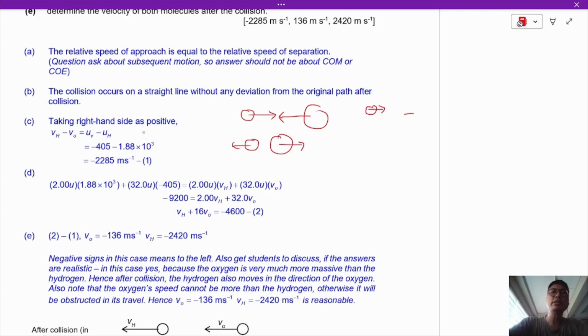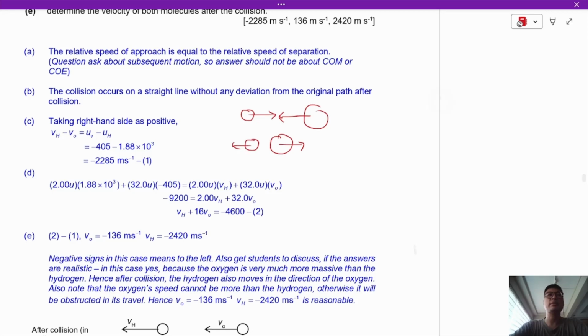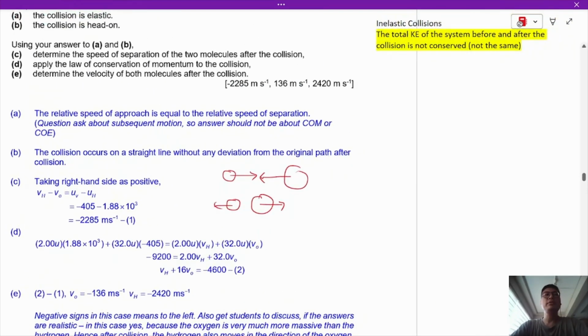Now, if the collision is not head-on, then after the collision, the objects may separate out in different directions. Okay? However, non-head-on collisions are rarely tested in A-levels. You might need to study them, but the chances of it coming out is relatively low. Now, using your answer to A and B, determine the speed of separation of the two molecules after the collision.